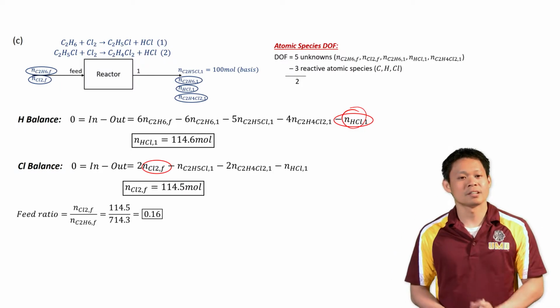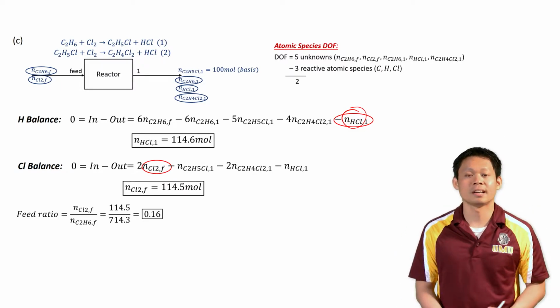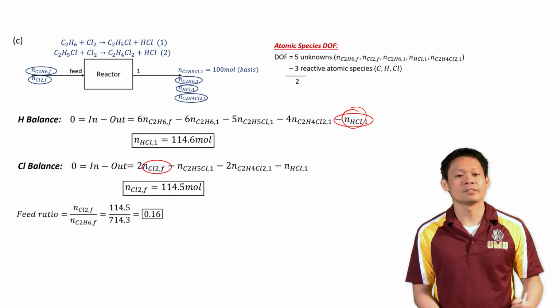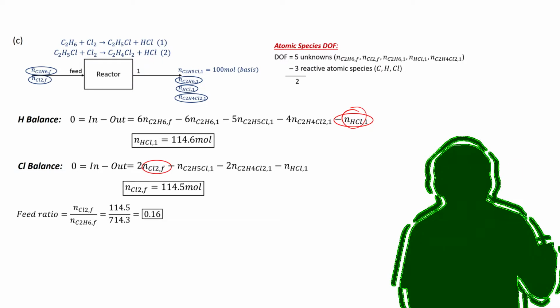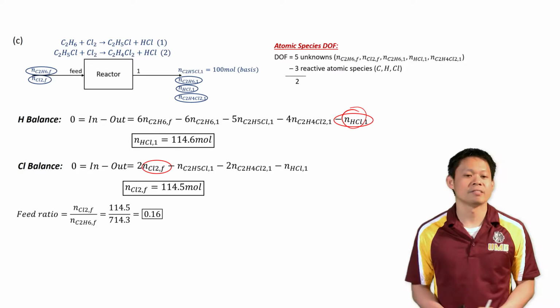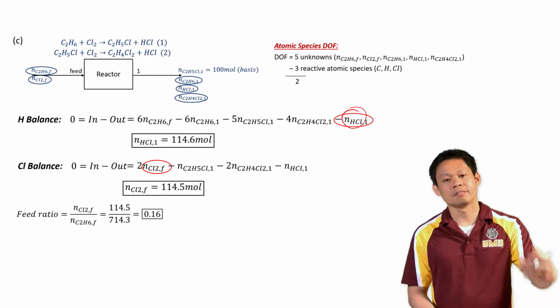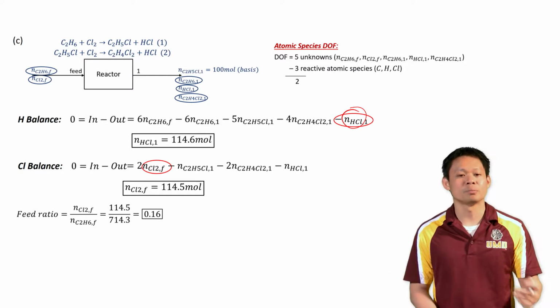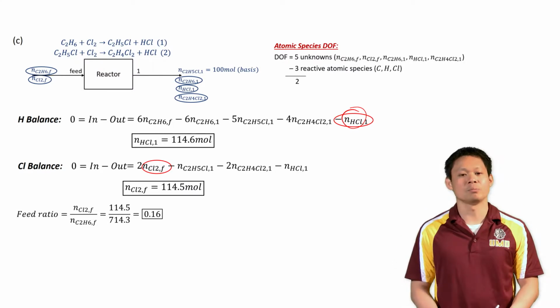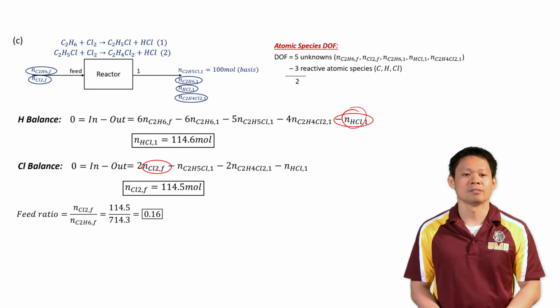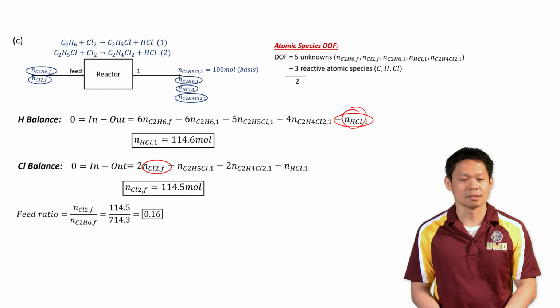Before we move on to the extent of reaction, remember to go back to the question and answer the question. The question asked for the feed ratio, so chlorine to C2H6. We already have the values. Number of moles of chlorine fed in is 114.5. Number of moles of C2H6 fed in is 714.3. So we have a feed ratio of 0.16.